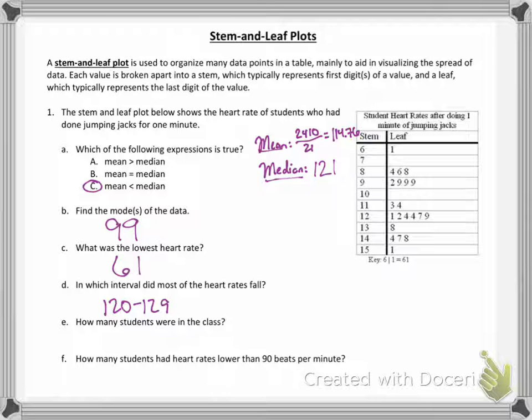Question E, how many students were in the class? We kind of already answered this in the beginning. All it's asking for is how many data points you have. We already answered that in a sense when we tried to find the mean. There were 21 leaves. That means there are 21 students.